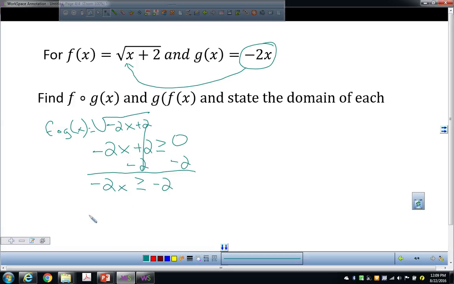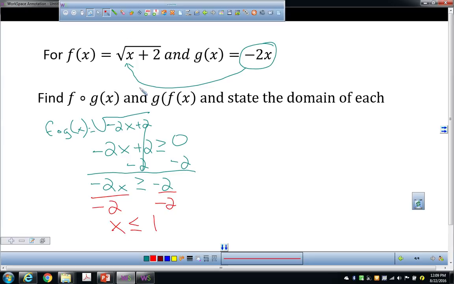Then what? Divide by negative 2, and what happens to the inequality sign? It flips, that's right. Whenever you divide or multiply by a negative, the inequality sign changes. So you get x is less than or equal to 1. People get very confused by this domain question, but that's basically how you do it.